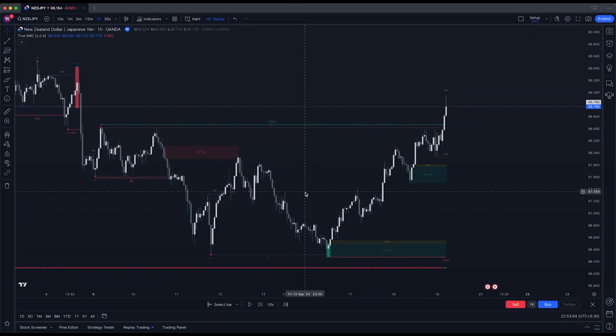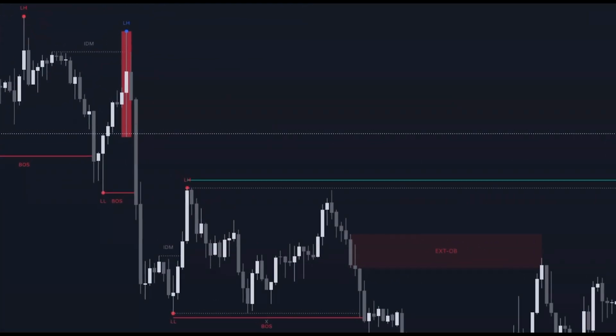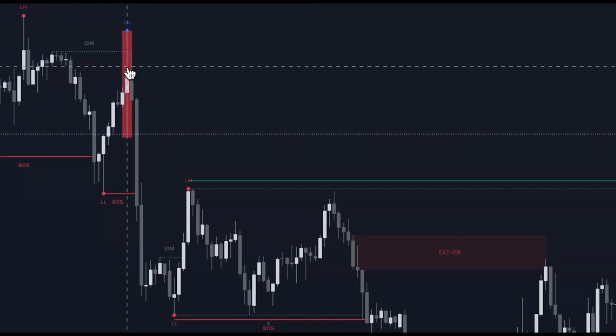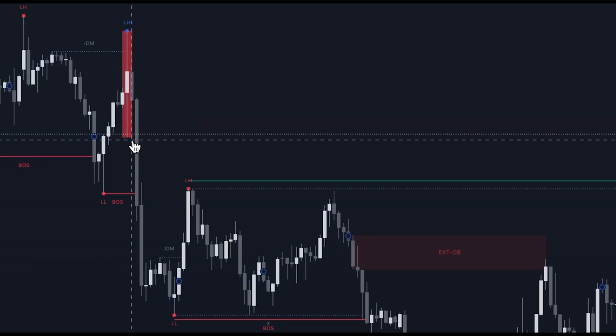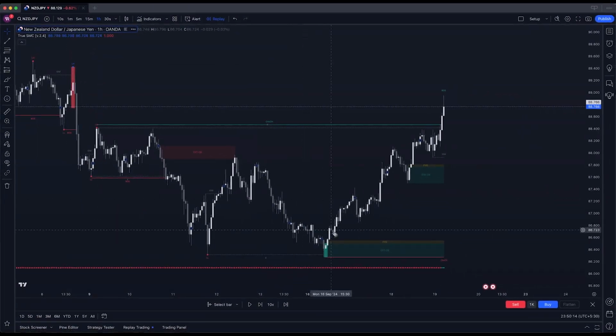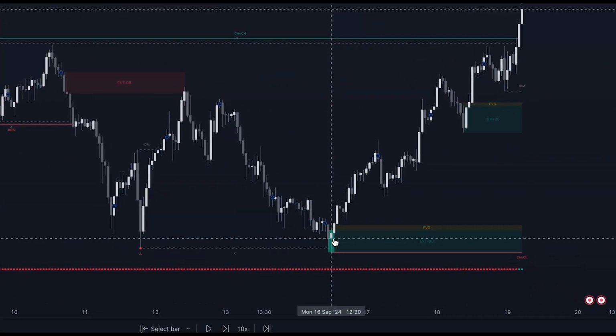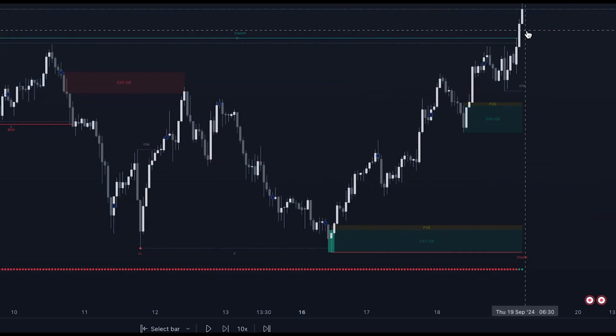Remember, we're focusing on two types of entries, sweep entries and order block entries. If the market sweeps the liquidity like this but fails to close above the level, the indicator marks it as an IFC candle. This setup is called an IDM sweep entry, and you can plan for a sell from here. Similarly, if the market sweeps the lower low like in this area, and the indicator marks it as an IFC candle, we can plan for a buy from here.